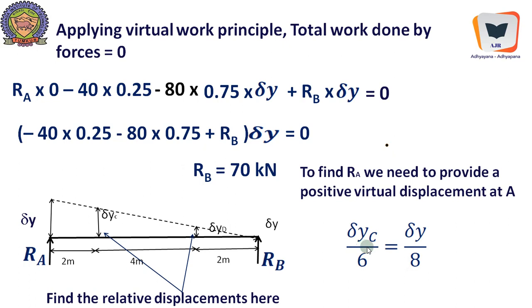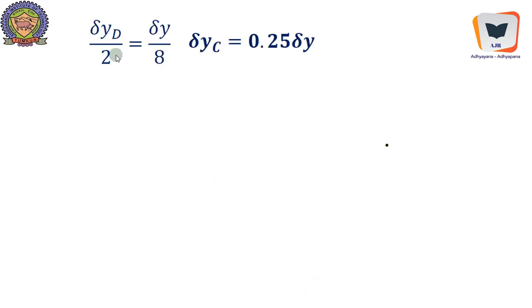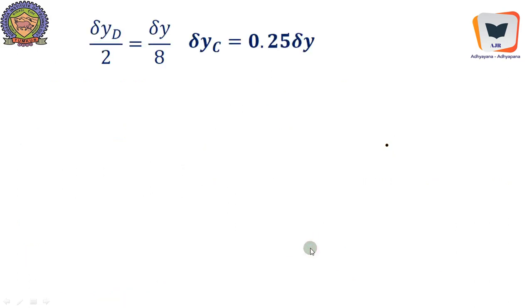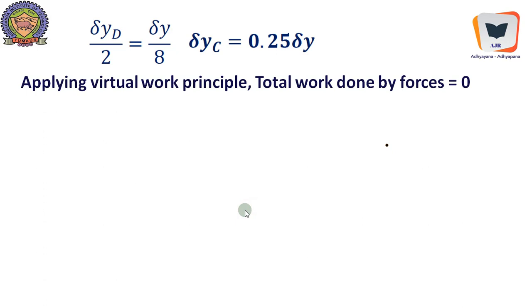So as far as del yc is concerned, del yc by 6, this is the triangle including the base. So del yc by 6 equals del y by 8. Del y is here and 8 is over there. That is a big triangle. Therefore we will get del yc equal to 0.75 del y. In the same token, we can also compare del yd by 2 and del y by 8. Same thing we are doing over here, and we will get del yd as a parameter involving del y. Therefore we have reduced the 3 unknowns into only 1.